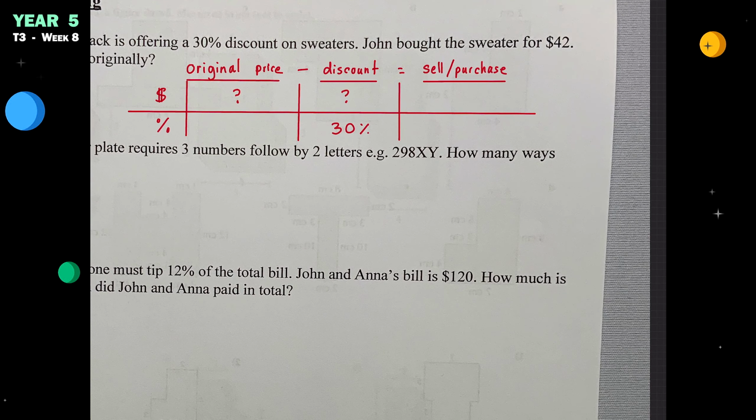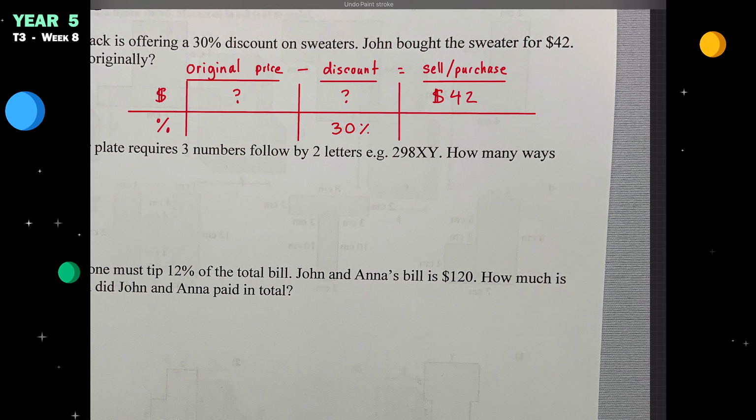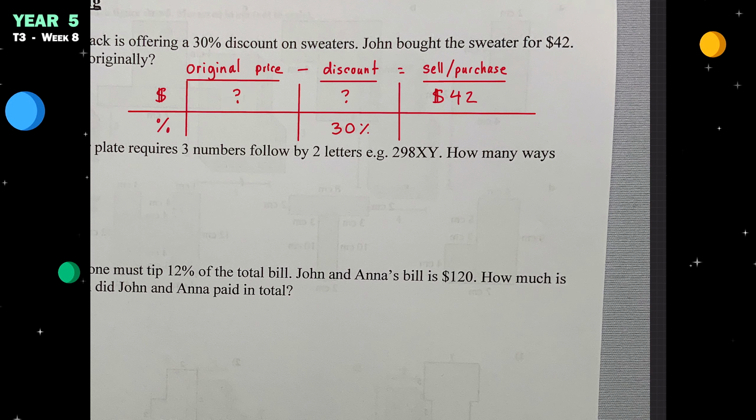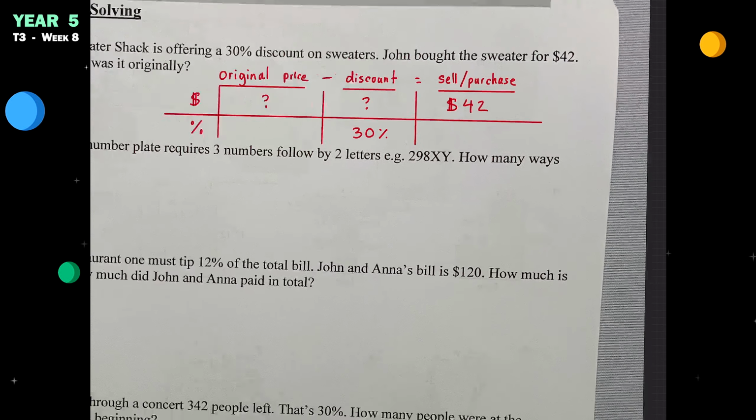And we don't have anything else. We have the $42, so that's how much John bought it for. So that's the purchase price, so we do know that this is $42 here. Okay. Now we're asked to find the original price, which is this one here. So what we're going to do is we're going to fill out as much of this table as we can before we can start figuring out anything else.